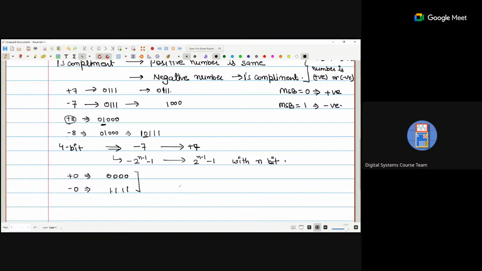So in the case of ones complement, the binary number of plus 0 and minus 0 is different. Is it clear?